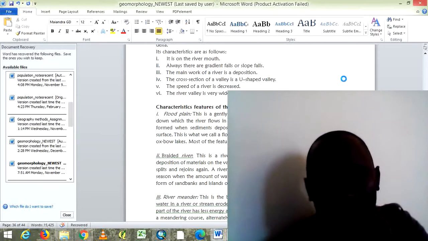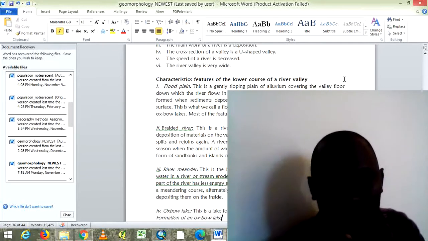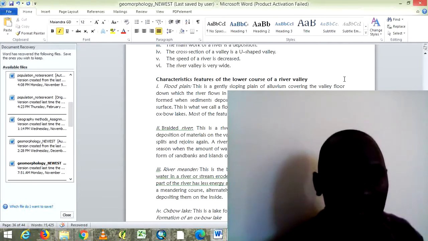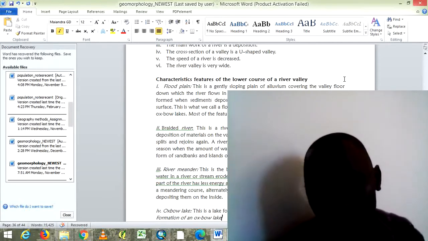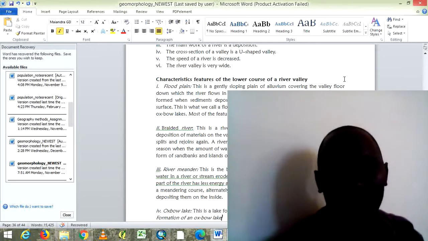Then we have a river meander. It's a bending section of a river. It forms when moving water in a river or stream erodes the outer banks and widens this valley, as well as the inner part of the river, which has less energy and deposits silt. So eventually the meander grows when there is erosion on the outer bank and a deposition on the inner bank, and eventually the meander begins to grow and grow. That curved section of the river is what we refer to as a meander. Sometimes when this meander is cut off, it leads to the formation of an oxbow lake.